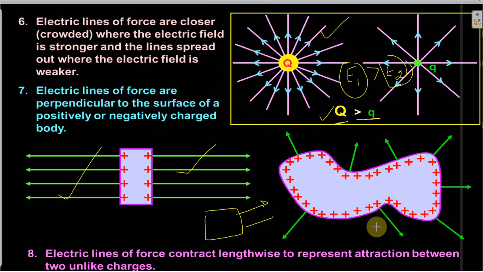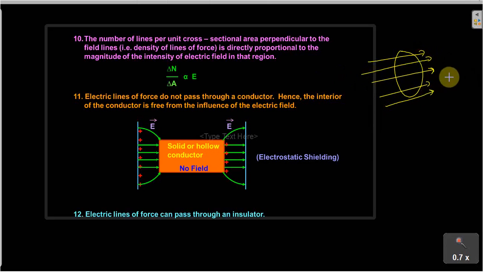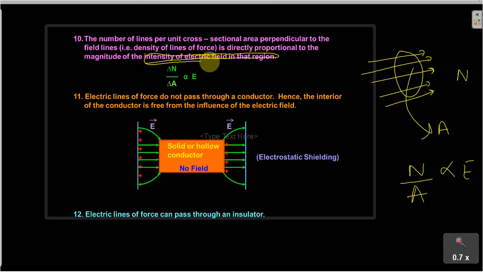Now we will go to the next property. The next property is property number 10. The number of field lines per unit cross-sectional area perpendicular to the field lines is directly proportional to the field intensity. Suppose you have an area A, and n is the number of field lines crossing this surface. The number of field lines crossing this area will depend on the intensity of the electric field in that region. So the number of field lines crossing per unit area will depend on the electric field intensity, that is, how many field lines are coming inside that area.